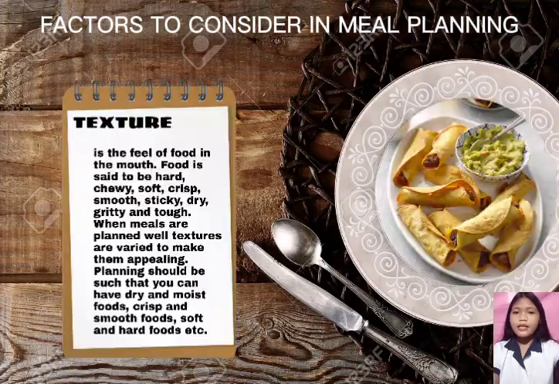So next is texture. Texture is the feel of food in the mouth. Food is said to be hard, chewy, soft, crisp, smooth, sticky, dry, gritty, and tough. When meals are planned well, textures are varied to make them appealing. Planning should be such that you can have dry and moist foods, crisp and smooth foods, soft, hard foods, etc.